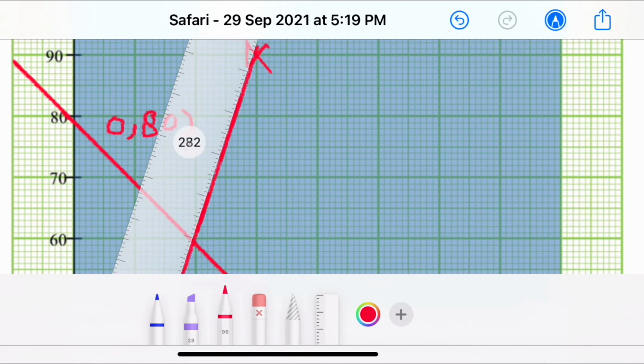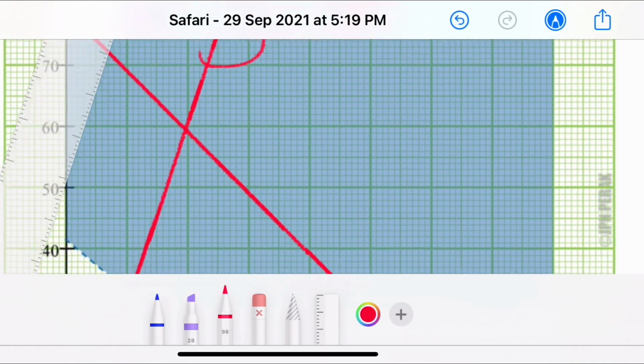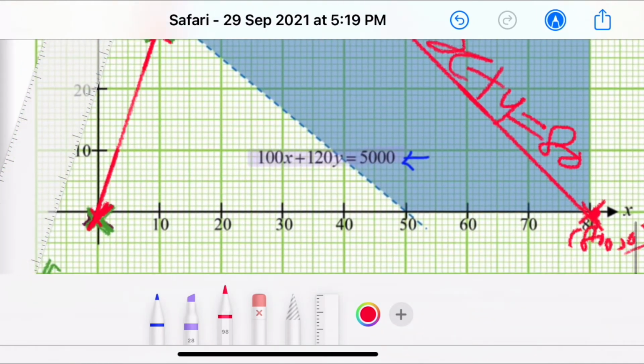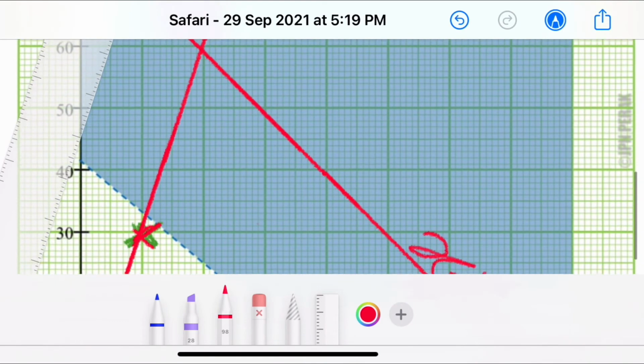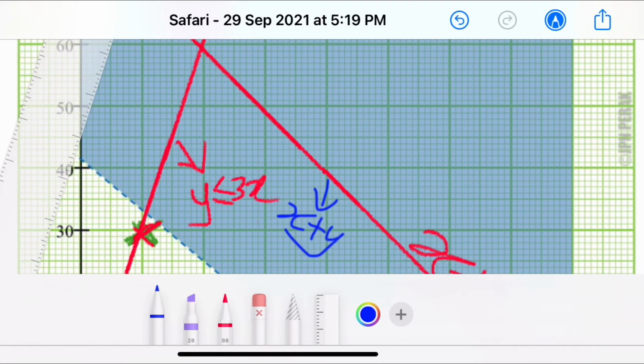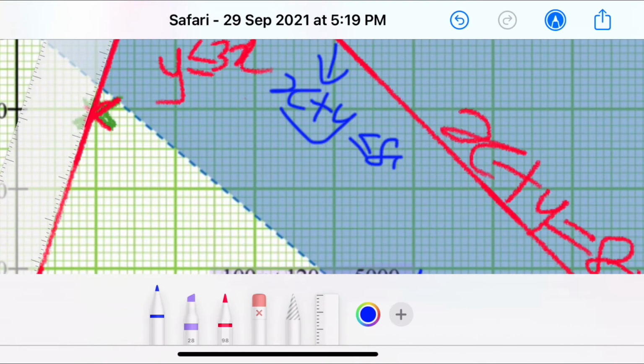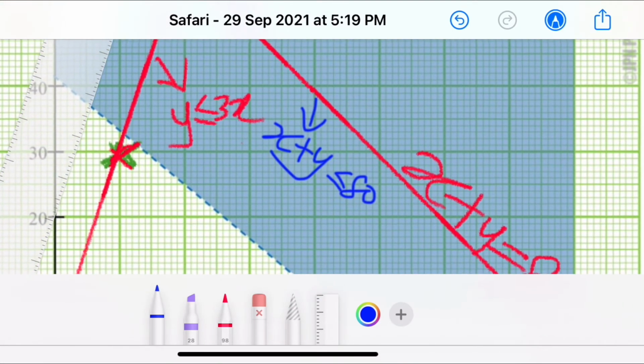Okay, so this is y, this is y equal to 3x. Alright, so if we want to shade the region, it's below the line, isn't it? Less than. So this is an arrow pointing to the down of the line. This one is y less than 3x, and then this one is x plus y less than 80. So can you see the arrow is pointing like that?